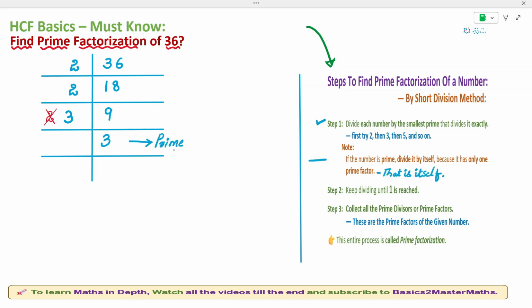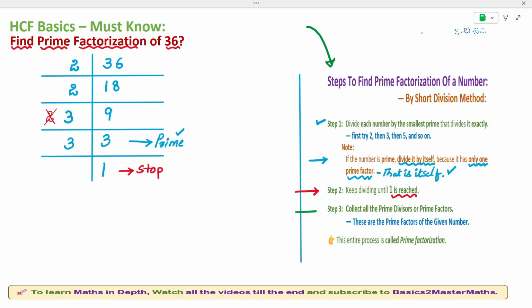Observe here, 3 is a prime number. So, divide it by itself because it has only one prime factor, that is itself. Since 3 divides 3 exactly, we get 1. As per the rule, please stop here since 1 is reached.